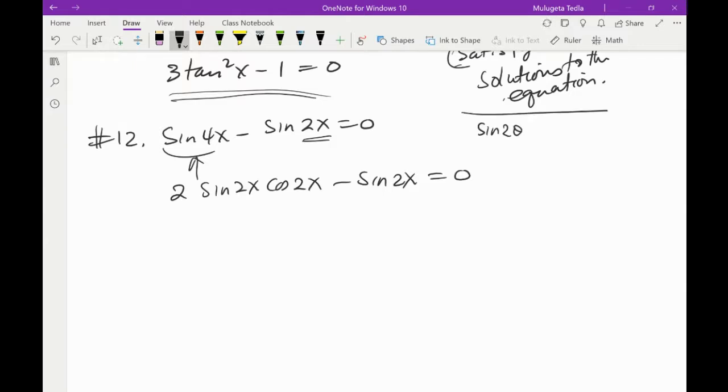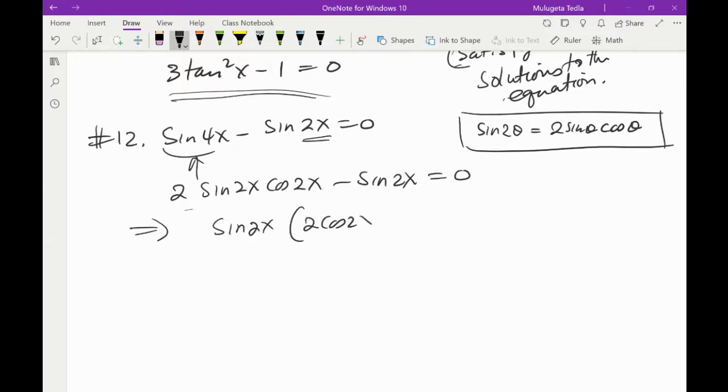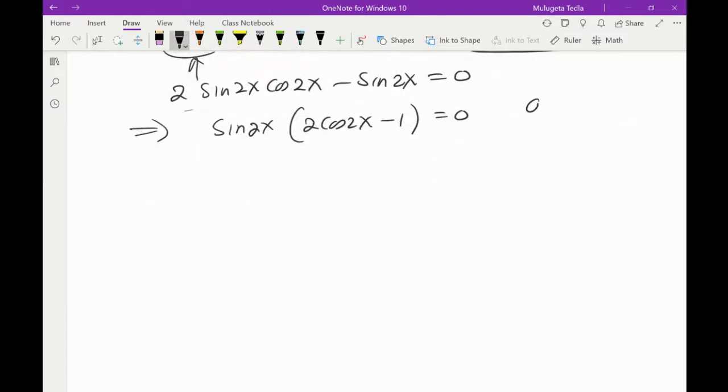Remember, sine of 2 theta is the identity: sine of 2 theta means 2 sine theta cos theta, right? So I applied it because 4x is 2x plus 2x, so it's 2 times 2x. I broke it in such a way. On the left-hand side, I see a common sine 2x, and then I have 2 cos 2x minus 1 left, equal to 0. I can break this: if AB equals 0, A is equal to 0 or B is equal to 0.